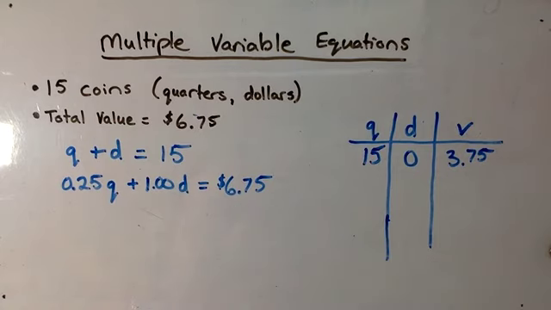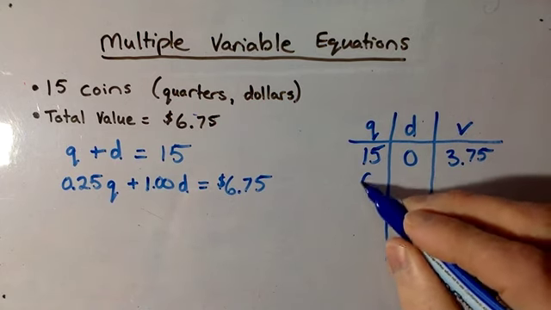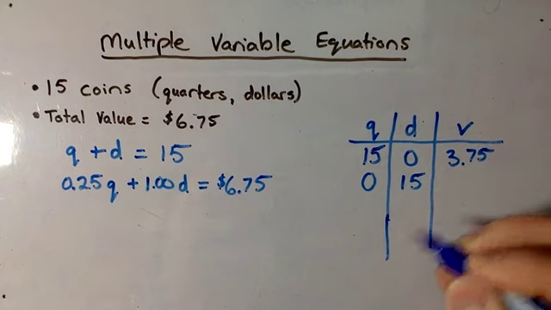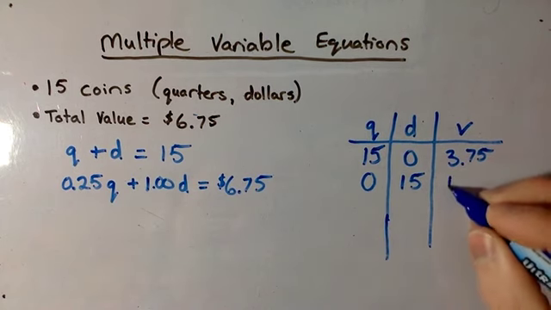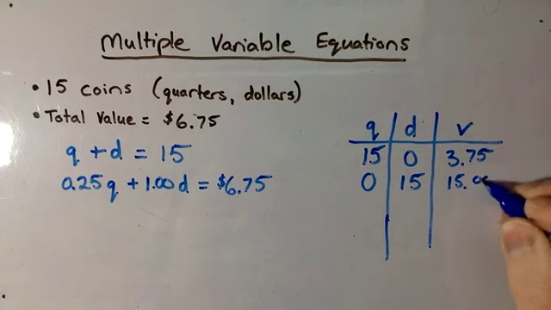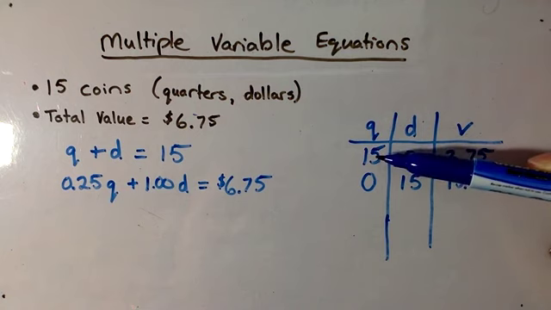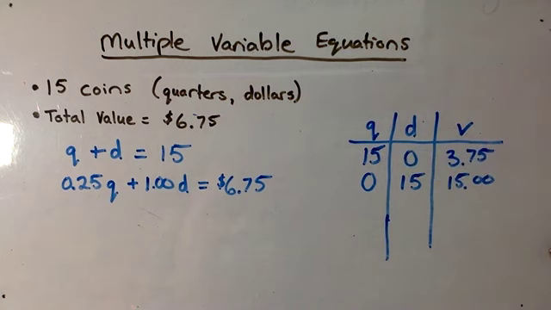So that's obviously lower than what we're looking for. We're looking for $6.75. Now, what if they were all dollars? Well, if they were all dollars, then there couldn't be any quarters. So we'd have $15, and 15 times a dollar is $15. Okay, so we realize the more dollar coins we have, the bigger this number is going to get, and the more quarters we have, the smaller this number is going to get. So when we look at this, we can see it's probably closer to having a larger number of quarters than it is to having a larger number of dollars.